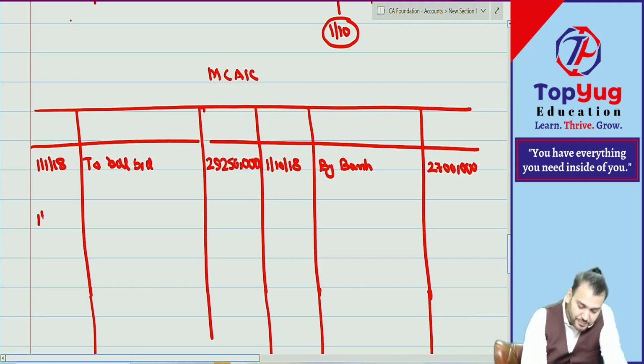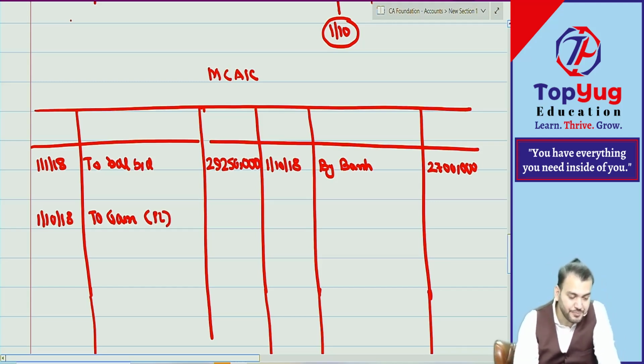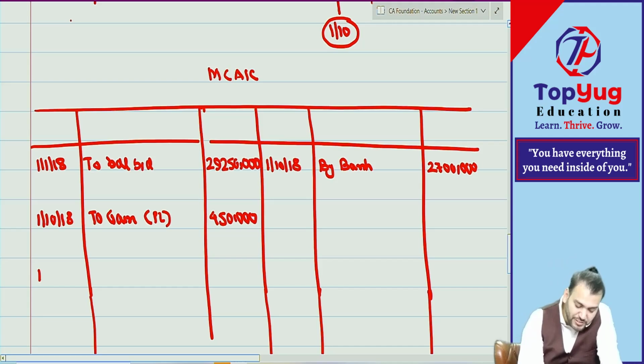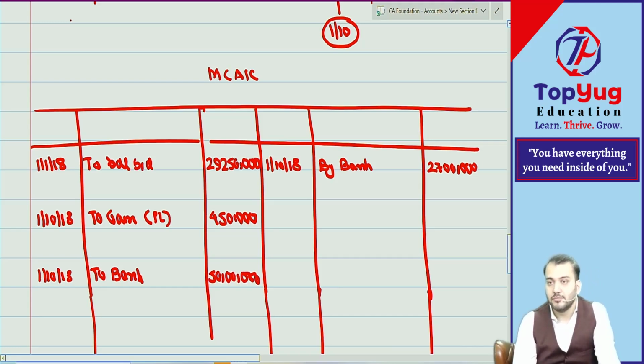So on 1/10/2018, we'll pass one more journal entry, gain on sale transfer to PL. To gain on sale transfer to PL, how much? 4,50,000. Understood? Correct. And they have also purchased on the same date one more machinery, of what amount, to bank? They have purchased for 50 lakh. Understood? Correct.